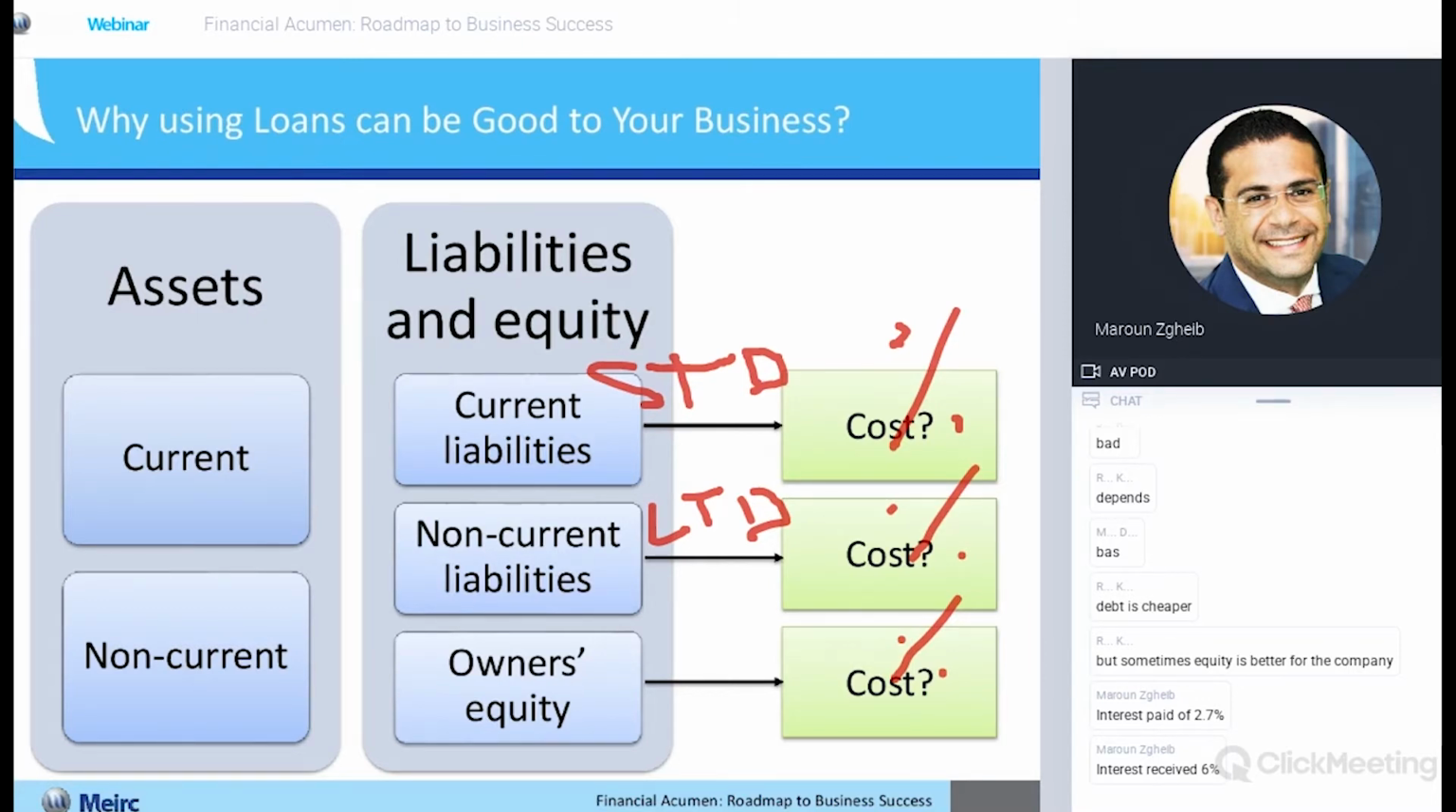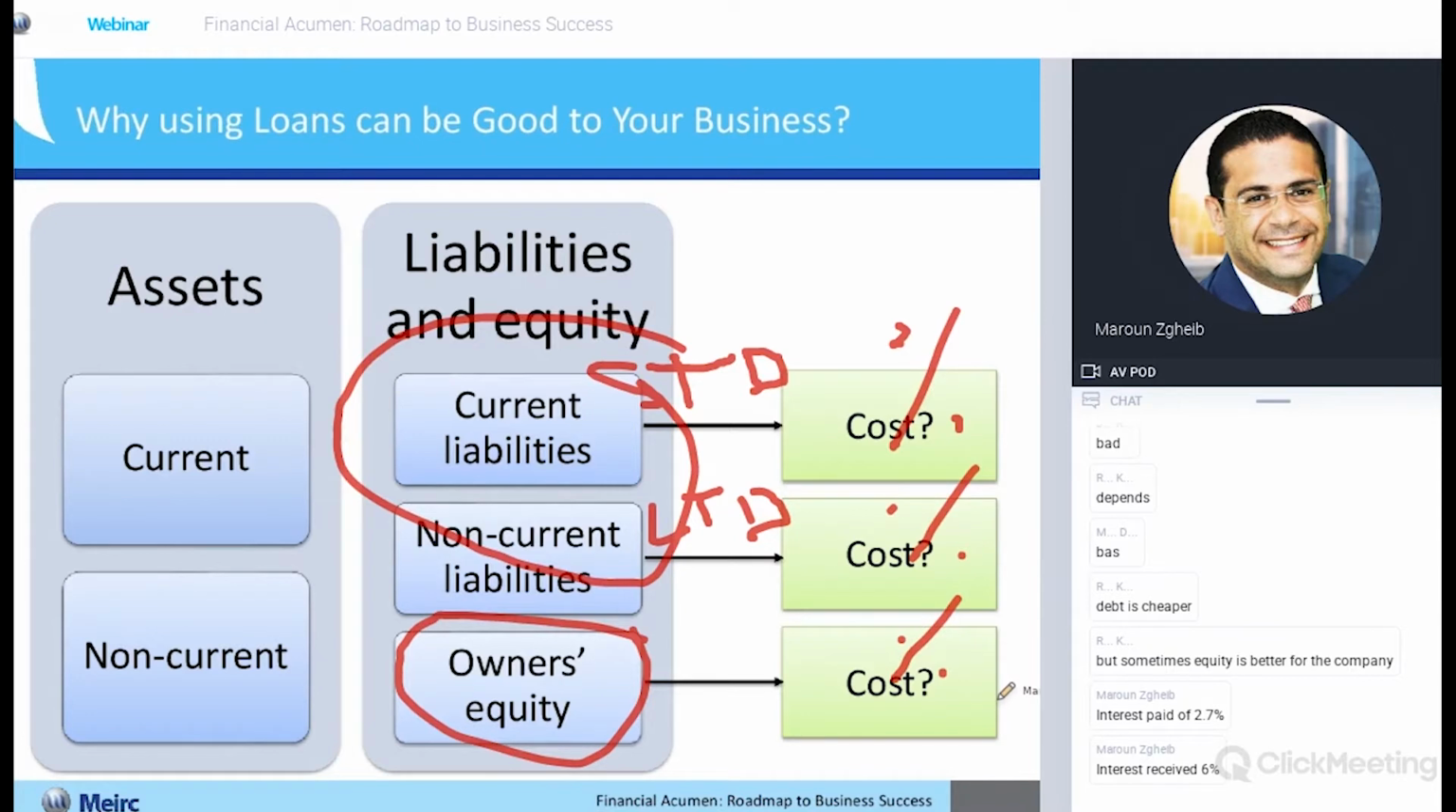When you possess the proper financial acumen, you will be able to make proper choices. You will be able to make good decisions that guide your business to success. You'll be able to decide if you would fund your expansion through loans, which we call liabilities, or through equity, which is using the shareholders' money. You would look at the cost of funds, and based on that, you will make a calculated decision rather than an instinctive decision.